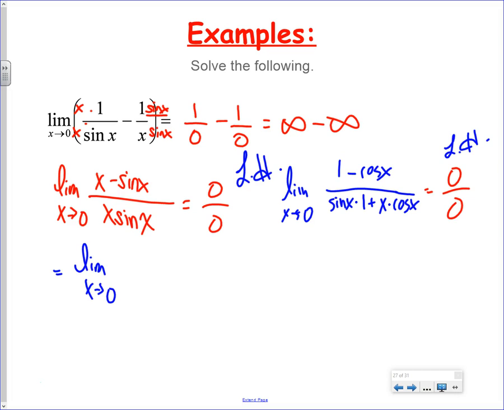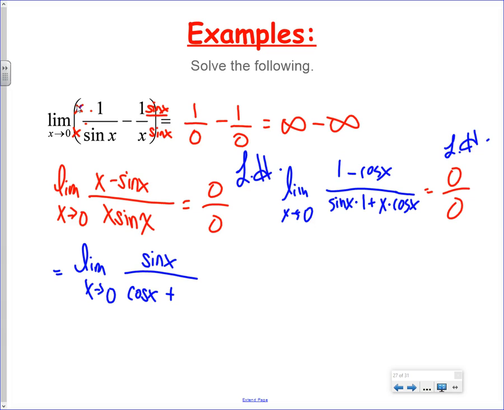Somebody might be losing faith, saying this just looks gross, so it's not going to work. But pause. Have a little faith. It's indeterminate, so L'Hopital should work. Derivative of 1 is 0. Derivative of negative cosine is? On the bottom, what's the derivative of sine of x?